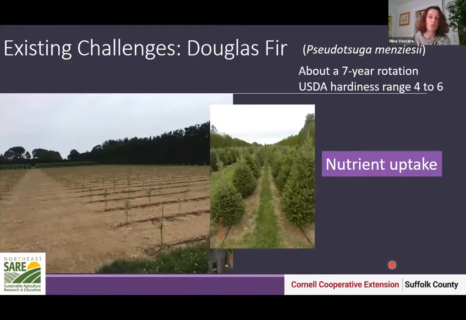Real quick, I'll go over Douglas fir. This is another crop that we tested within our trial. I love Christmas trees, and there are a few growers here on Long Island. And this particular grower was interested in it and wanted us to conduct a trial there.